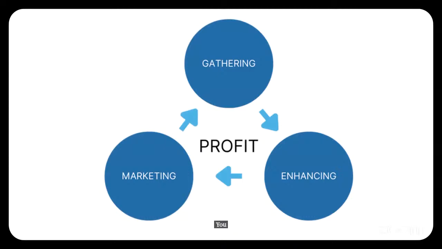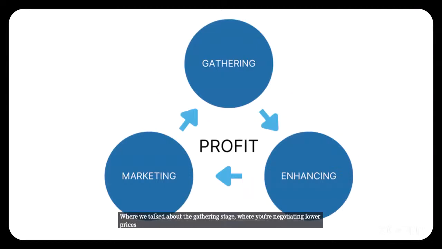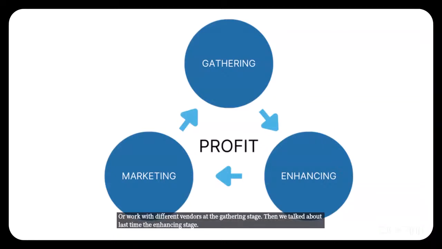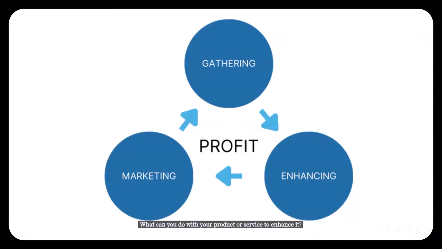You need to go back to the last lesson where we talked about the gathering stage, where you're negotiating lower prices and different terms, and talking to different vendors. How can you reduce the price or your expenses with your product or service? Maybe you can buy in bulk or work with different vendors at the gathering stage. Then we talked last time about the enhancing stage. What can you do with your product or service to enhance it? Is it your service? Is it your delivery? Is it your quality? What can you do to solve a bigger problem to enhance your product or service?